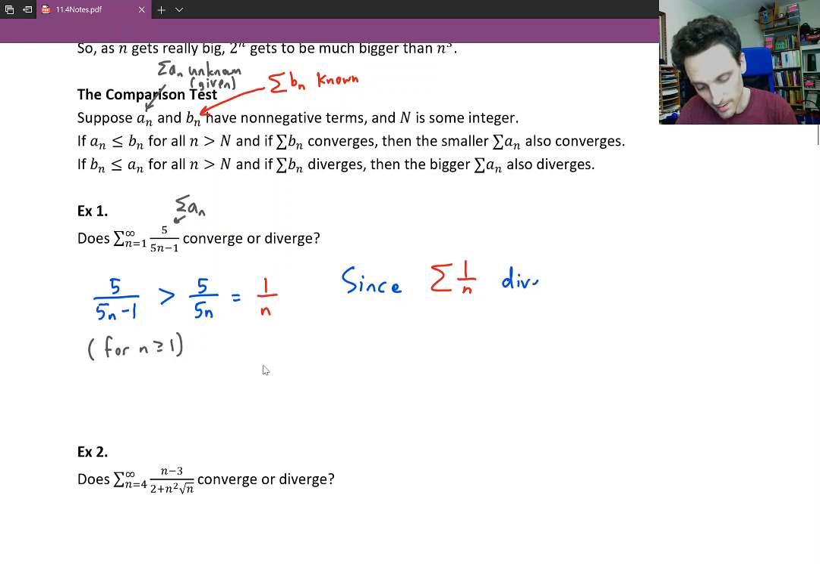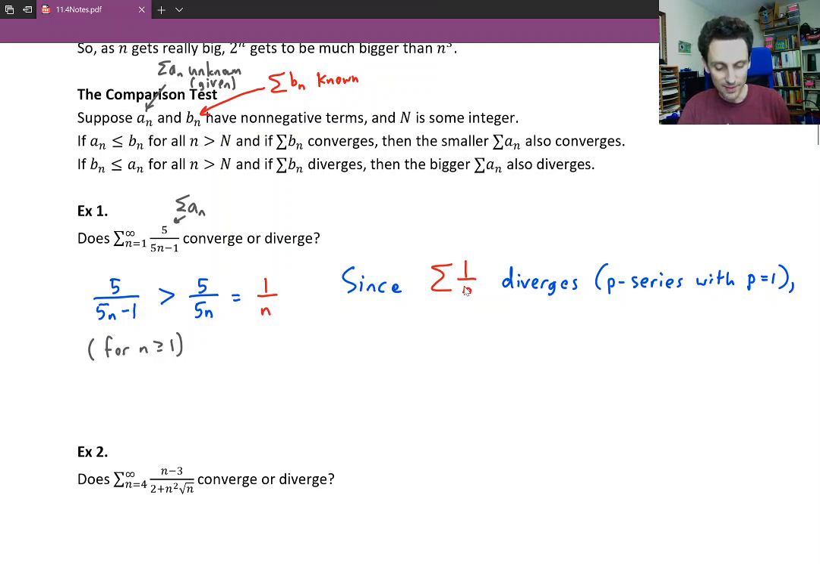diverges, and we can give as a reason it's either the harmonic series or because it's a p series with p equals 1. Harmonic series was just a name for that sum of 1 over n. So since that series converges and the terms of our series are even bigger, well then our series is going to converge too because it's got some bigger terms.